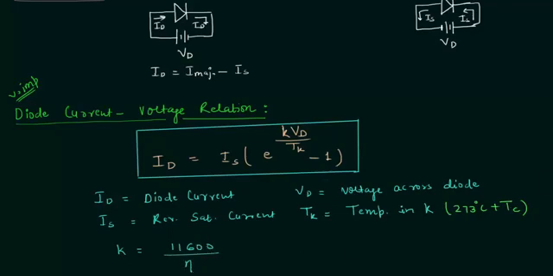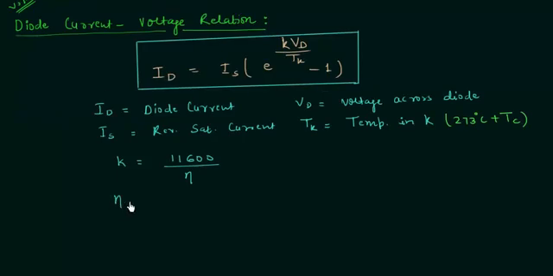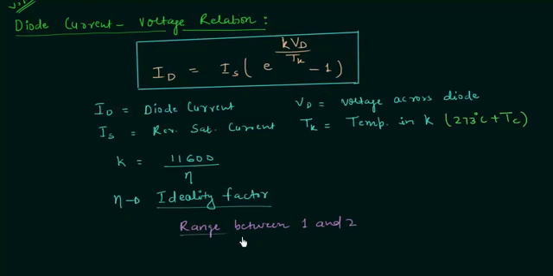Now eta is very important, and eta is the ideality factor. The ideality factor is a function of operating conditions and physical construction, and it has a range between 1 and 2, and this range depends on various factors. Now we will see the ideality factor for germanium.